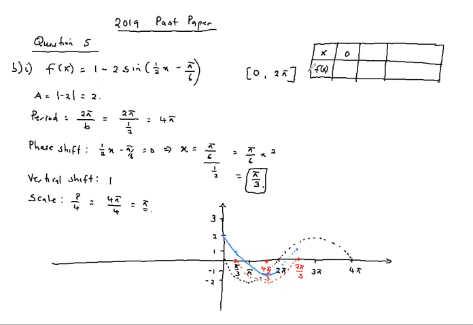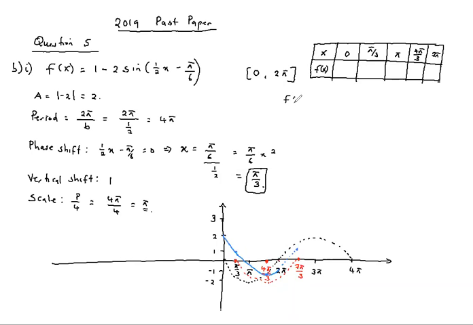So you pick 0, you pick pi over 3, the shift. You also pick pi. You also pick another shift, 4 pi over 3. And then you pick 2 pi, your ending point, so that you can know the corresponding values.